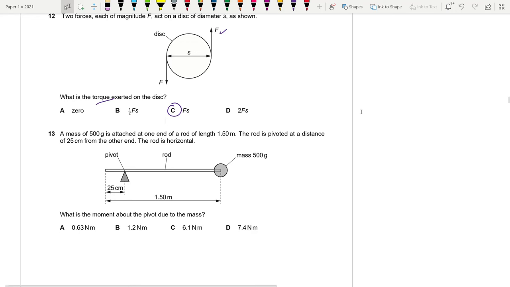A mass of 500 grams is attached at one end of a rod of length 1.50 meters. The rod is pivoted at a distance of 25 centimeters from the other end. The rod is horizontal. What is the moment about the pivot due to the mass?